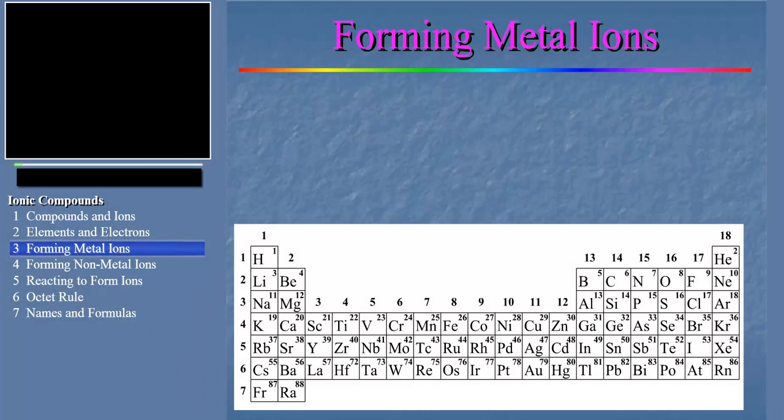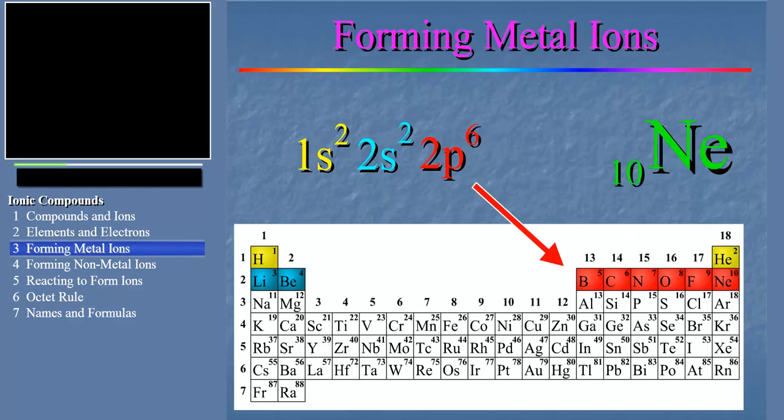Now, it turns out that a simple way of predicting reactivity is to assume that atoms want to obtain the electron configuration of the closest noble gas element. So, what's so wonderful about the noble gases? They have completely filled shells. Look, for example, at neon. Its atomic number is 10. Its electron configuration is 1s2, 2s2, 2p6. It has a complete set of electrons. And the elements close by want to do the same. They want to be noble too.